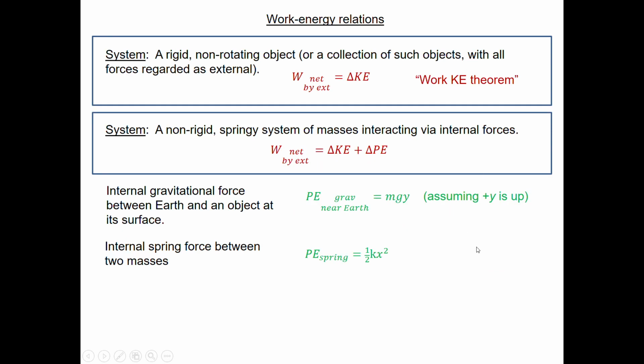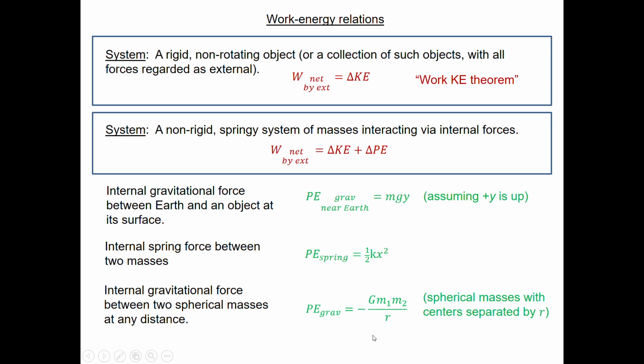So let's put that in our list of things down here. If we've got an internal spring force between two masses in our system, the potential energy associated with that spring force is 1/2 kx squared. And here the assumption is that plus x is in the direction of the stretch, although that doesn't really matter for us here because the x is being squared in any case.